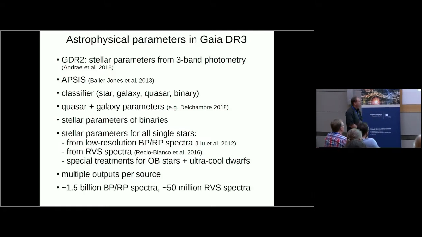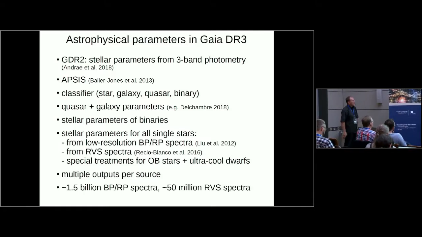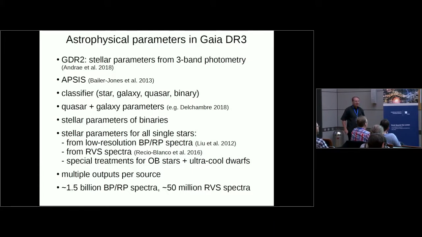So the important point to realize here is that per source you may get, or you will get, multiple outputs. For each source you will get at least a classification and single stellar parameters from low resolution. But you may also get, on top of that, stellar parameters from the RVS. If it's additionally classified as an OB star, you may get stellar parameters from the OB module. And if for some reason the classifier says it has a decent probability to also be a quasar, you get quasar parameters on top of that.